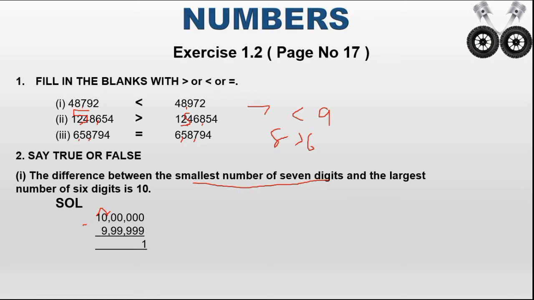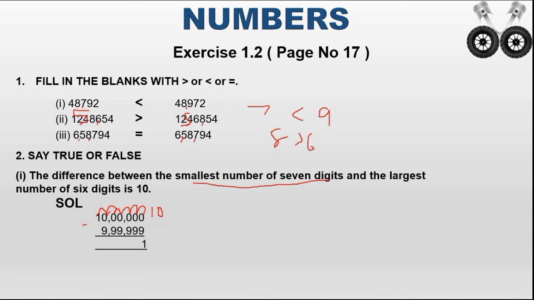From 10 I am giving one to this one, so it will become 9, and this one will become 10. From 10 I am giving one to this, so that this number will become 9 and it will become 10 again. Again I am giving one digit to this number. Here it will become 10 and this number will become 9. Again I am giving one digit to this number. Now it will become 10. And then the remaining all digits will become 9.